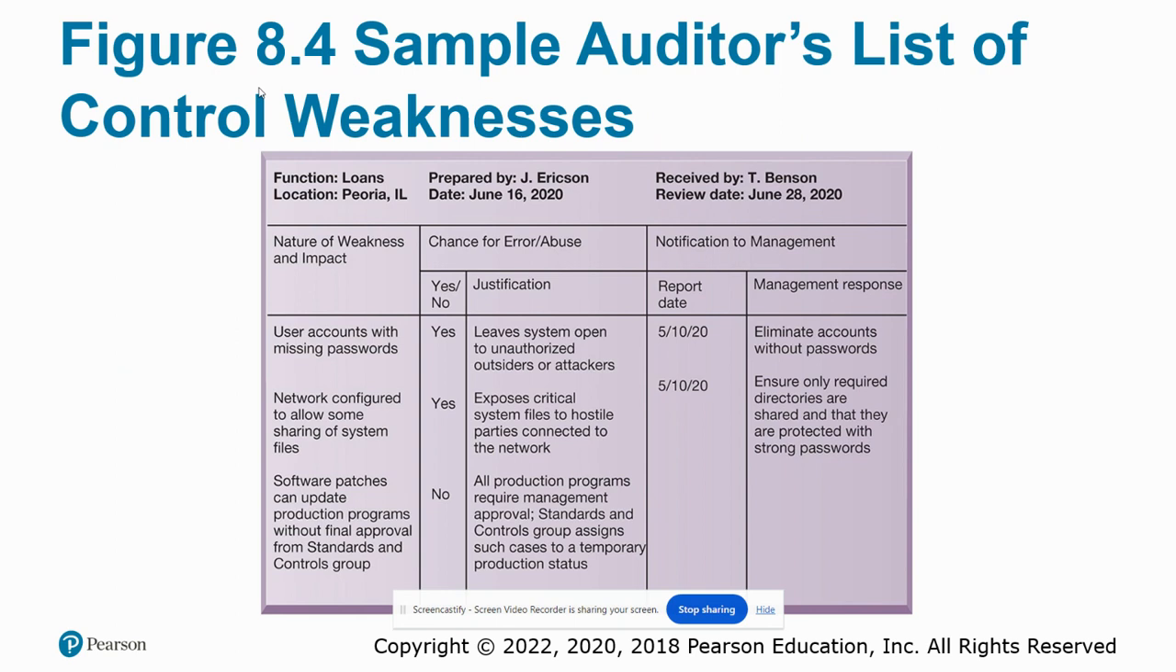This chart is a sample page from a list of control weaknesses that an auditor might find in a loan system in a local commercial bank. This form helps auditors record and evaluate control weaknesses and shows the results of discussing those weaknesses with management, as well as any corrective action management takes.